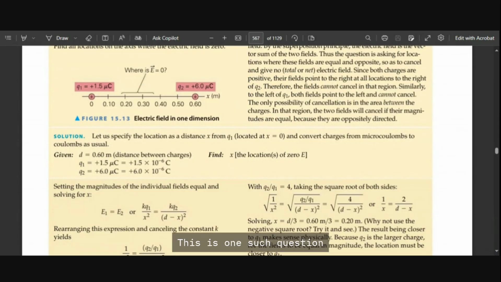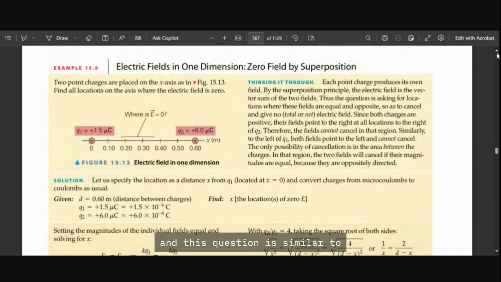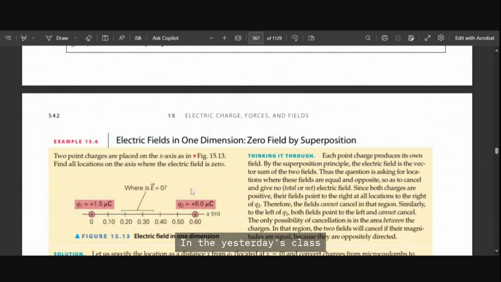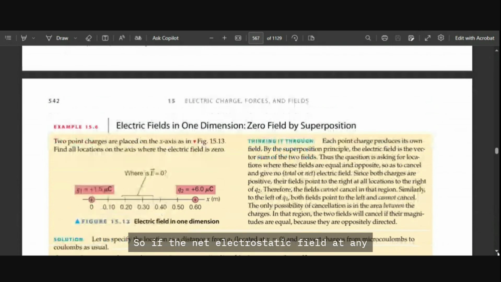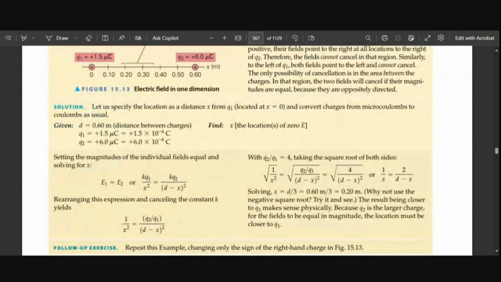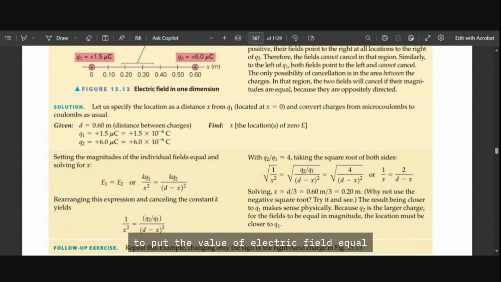So this is one such question, and it is similar to what I asked you in yesterday's class. Yesterday I simply asked what should be the point where the net electric field is supposed to be zero existing between two charged particles. So this is a similar question. If the net electrostatic field at any point is supposed to be zero, you are supposed to put the values of electric field equal, which is E1 equals E2.